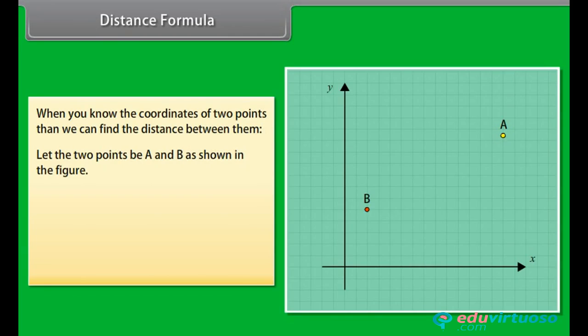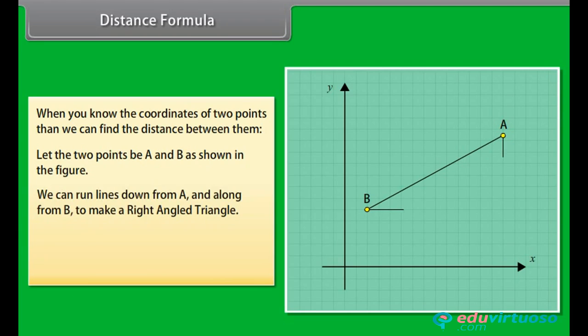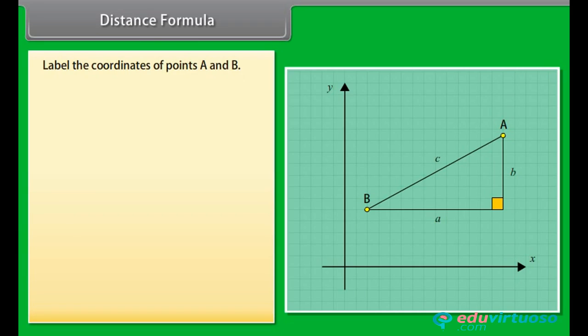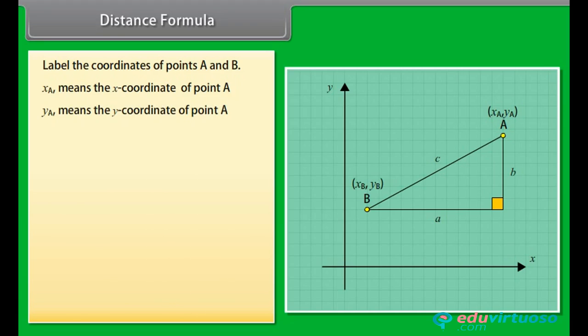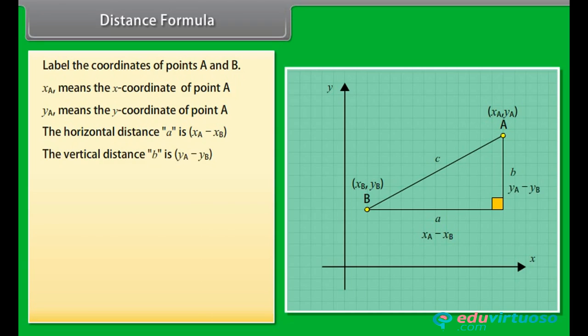Distance formula. When you know the coordinates of 2 points, then we can find the distance between them. Let the 2 points be A and B as shown in the figure. We can run lines down from A and along from B to make a right-angled triangle. Now using Pythagoras theorem we get A square plus B square is equal to C square. Now label the coordinates of points A and B. XA means the x-coordinate of point A. YA means the y-coordinate of point A. The horizontal distance A is XA minus XB. The vertical distance B is YA minus YB. So now we can solve for C, which is the distance between the points.